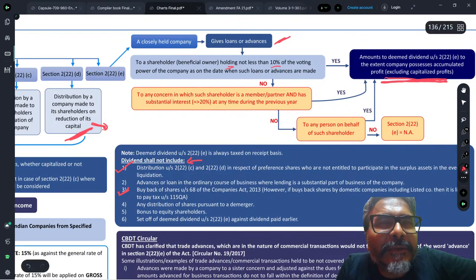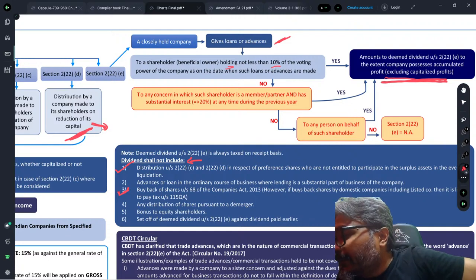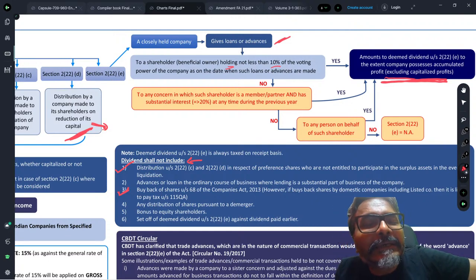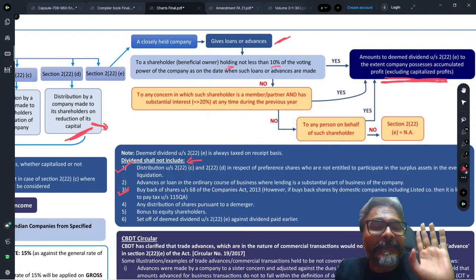The second catch point of this one is that, students, can you see this one? So far as 222A to 222D, the dividend is restricted to the accumulated profit of the company, and that accumulated profit will be considered inclusive of the capitalized portion of the profit. Will it be restricted up to the accumulated profit, whether capitalized or not? Yes. But when it comes to the deemed dividend of 222E, the capitalized portion of the profit will not form part of the accumulated profit of the company. This is for 222E.